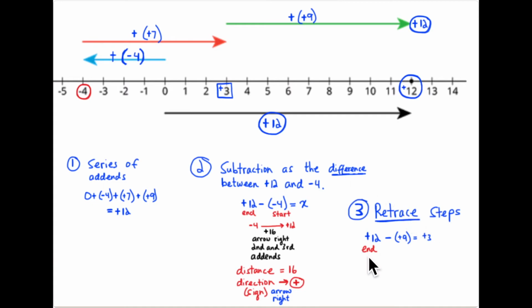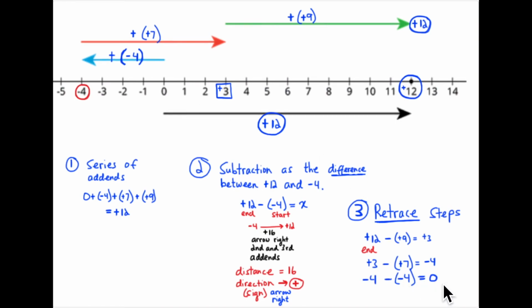Instead of the difference, this is a takeaway model. So I'm at +12. I'm going to subtract, or I'm going to take away these 9 units. And where do I end up? I end up at +3. So it's not the difference, it's taking a value away. So now I'm at +3. If I take away these +7 units, a +3 minus a +7, I'm going to end up at -4. And finally, if I take away these -4 units, I'm going to end up at 0. So a -4 minus a -4 equals 0.